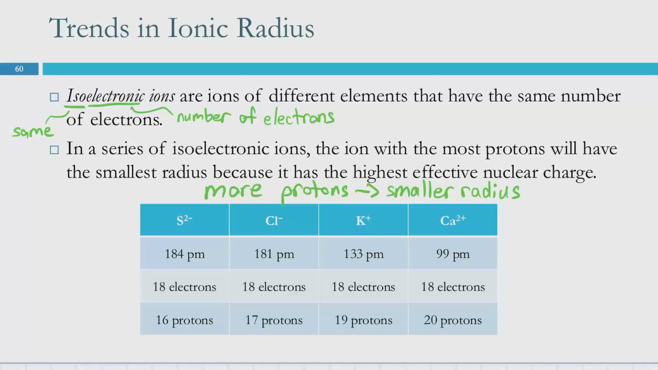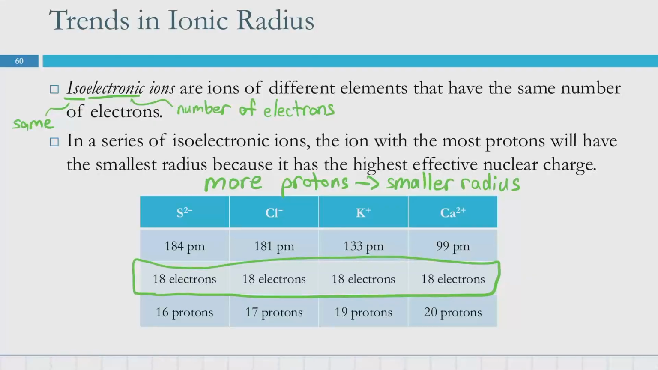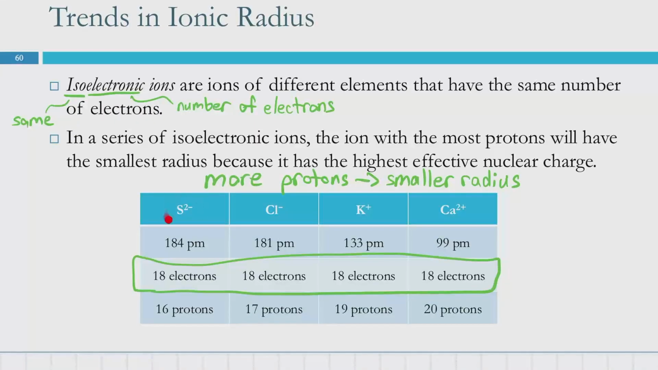So looking at a set of ions, we've got S2-, Cl-, K+, and Ca2+. These all have 18 electrons. So they all have the argon electron configuration, since argon has 18 electrons. S2- gets bigger because we've added 2 electrons. There's some shielding effect. Chloride gets a little bit bigger. We've added 1 electron, so the shielding effect is slightly less.